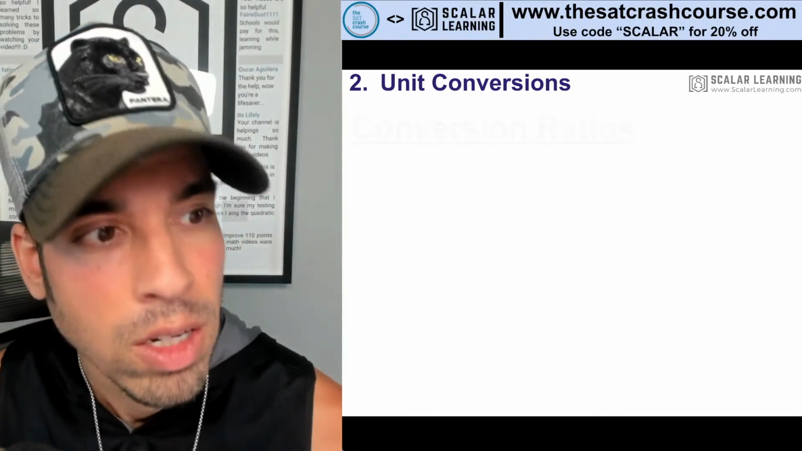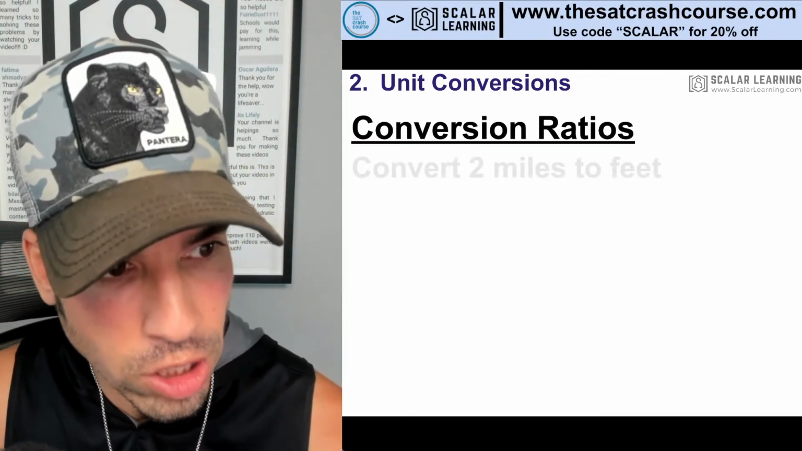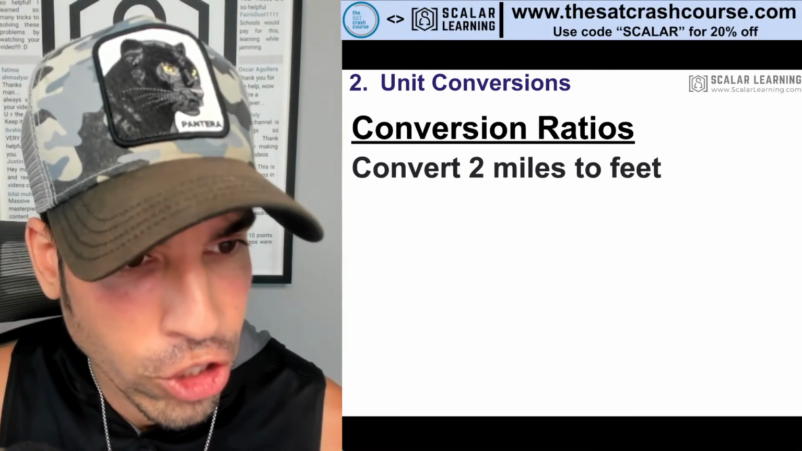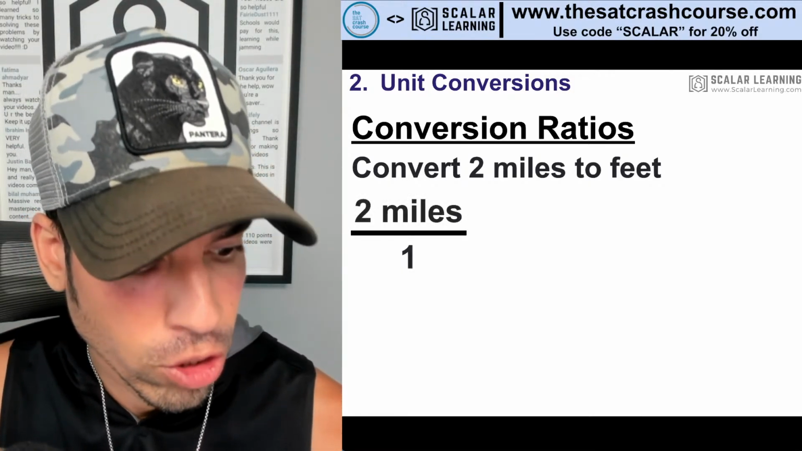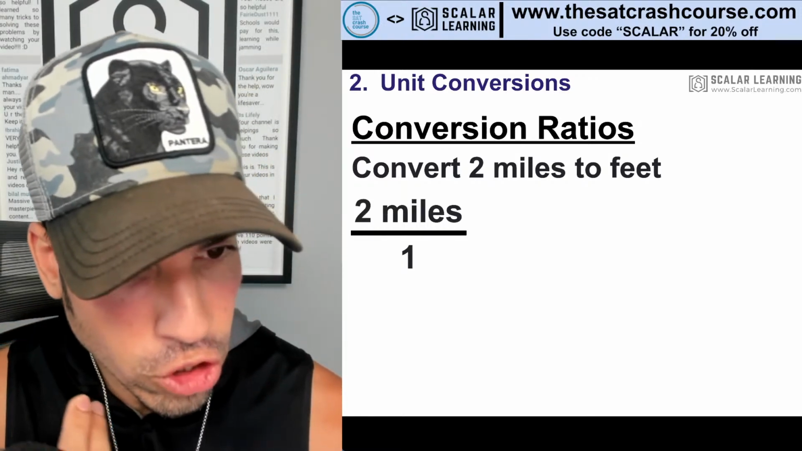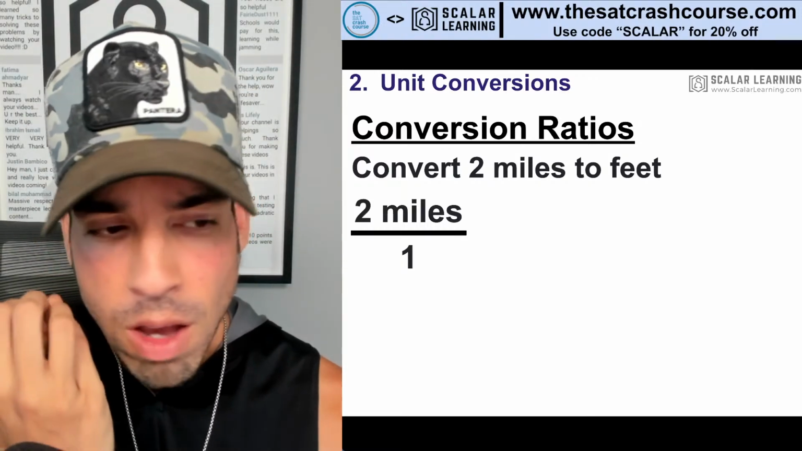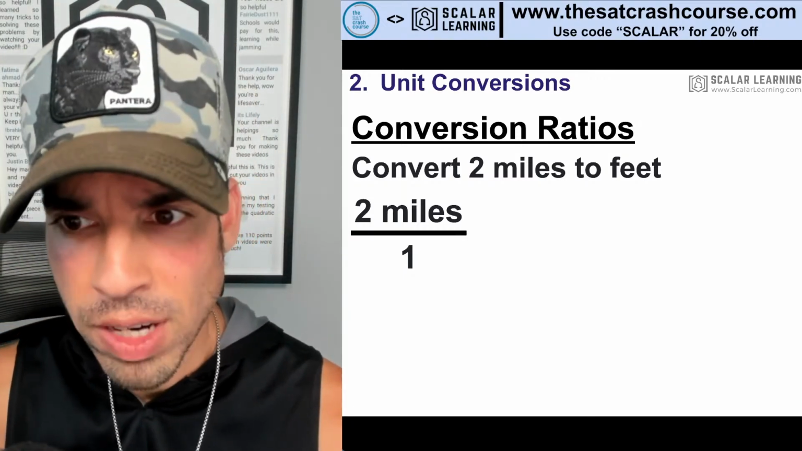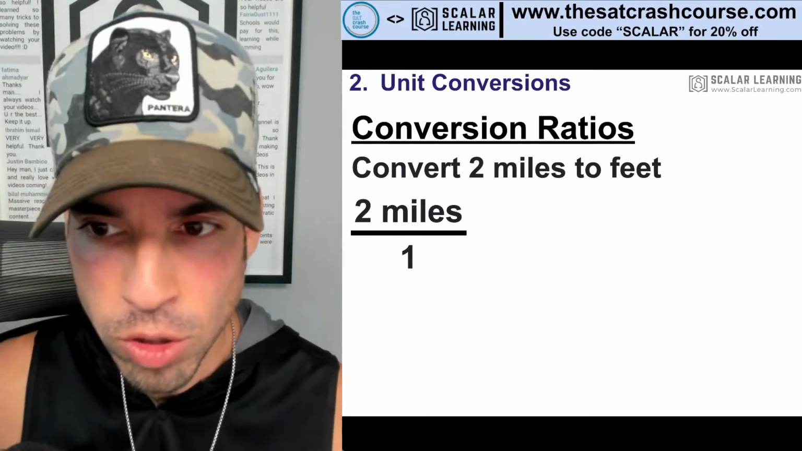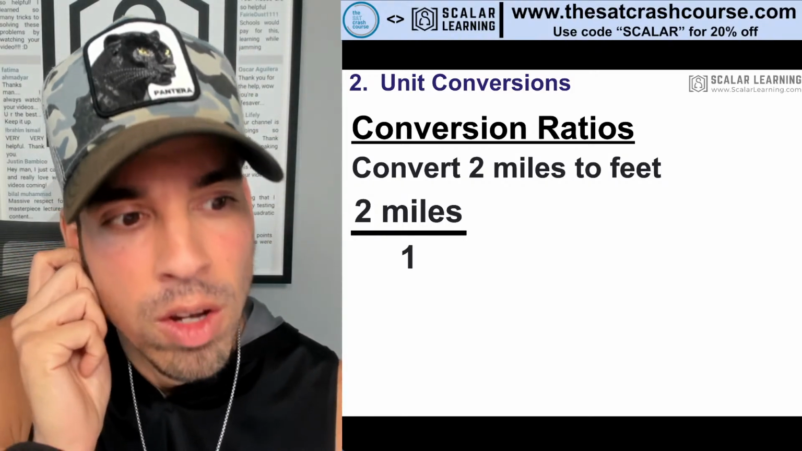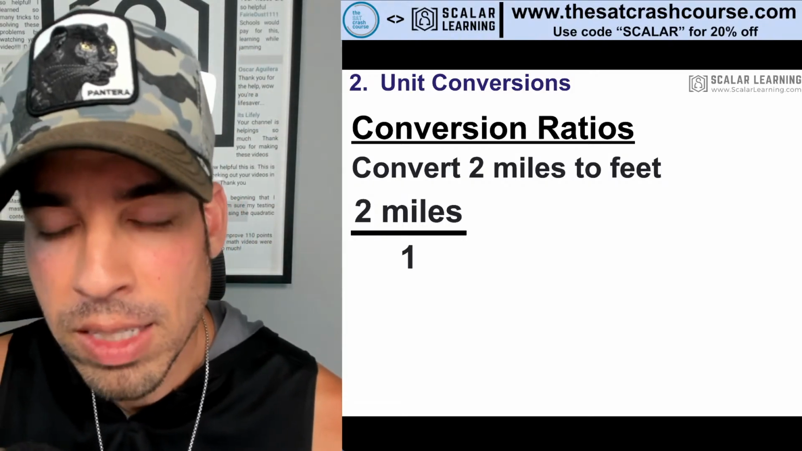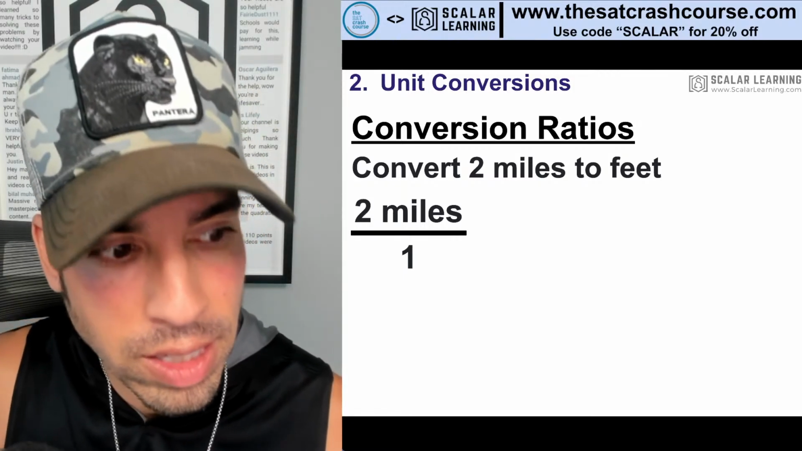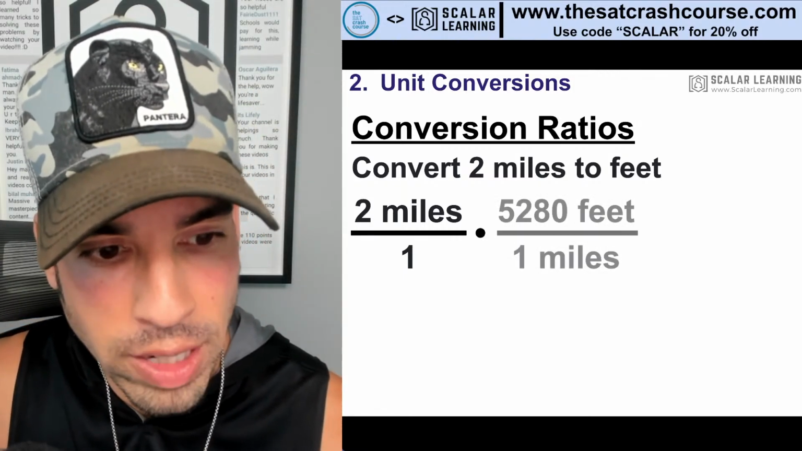Anyways, all right. Now let's talk about unit conversions. We're talking about conversion ratios. So what's a conversion ratio? It's our understanding of how many feet are in 1 mile or vice versa. But usually we're saying how many of the smaller unit go into the bigger unit. So to convert 2 miles to feet, we take that conversion ratio. Again, 1 mile is equal to 5,280 feet.